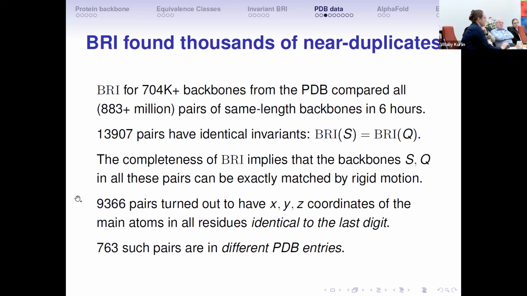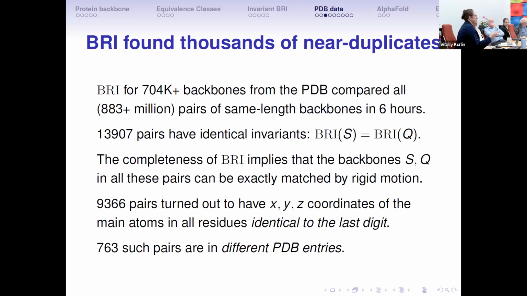Further, after we filtered that out, it turns out that slightly under 10,000 pairs have absolutely identical XYZ coordinates. And 700 such pairs were also in different PDB entries. That was quite surprising. These are all chemically different though. Well, I'll come to that. That's a very good question. Yeah, everything in the world is related. Your question is very meaningful. I'll cover that. But the whole number and variability of the results is quite surprising.